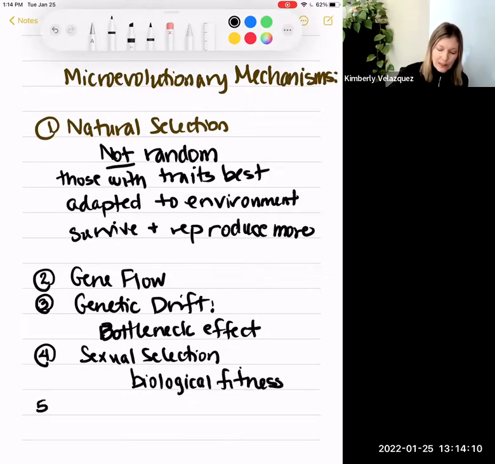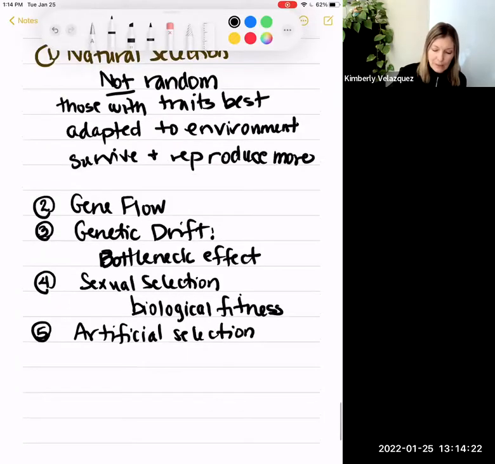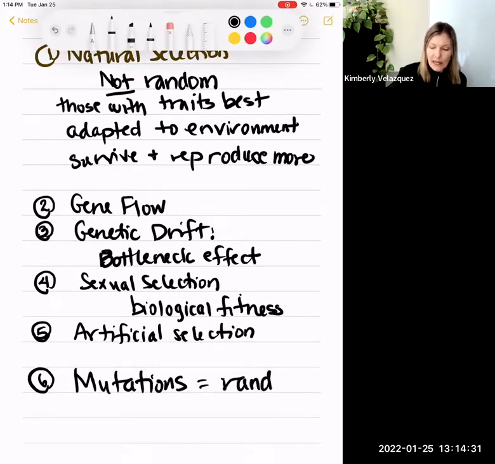We talked about artificial selection, in which humans select specific traits that they prefer, and they allow those individuals to reproduce. And as part of all of this, we talked about mutations, and that mutations are random changes in the DNA, and they don't always offer a survival advantage or disadvantage. Sometimes they're actually neutral.